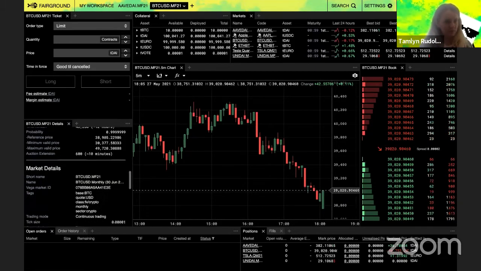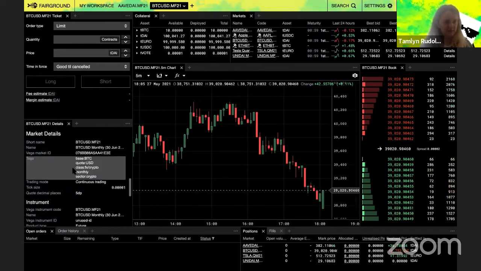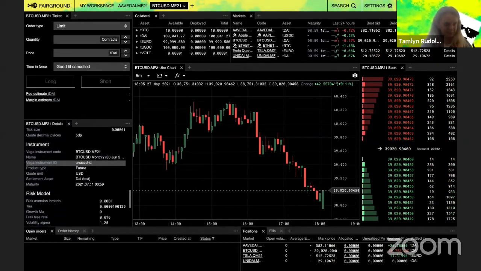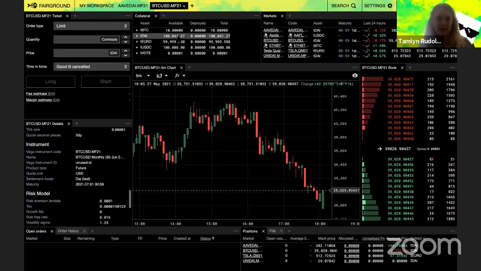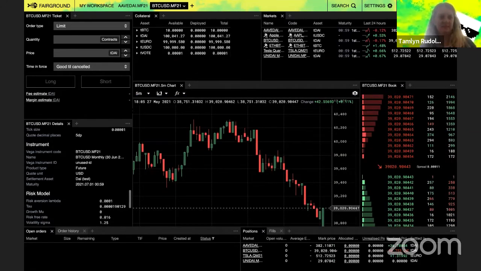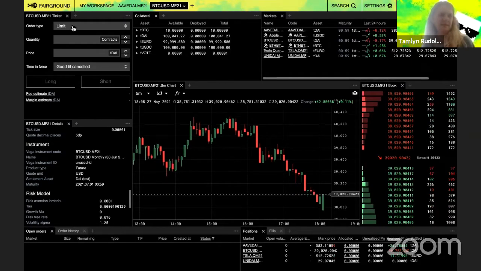Okay, so what was I showing you here? Oh yes, I wanted to look to see what the settlement asset of the market was. The settlement asset here is the test DAI asset. And if you look in my collateral window here, you can see that I have just over 100,000 test DAI to play with. Great. So let's go to the deal ticket and look at all the different ways that you can place orders on this futures market.